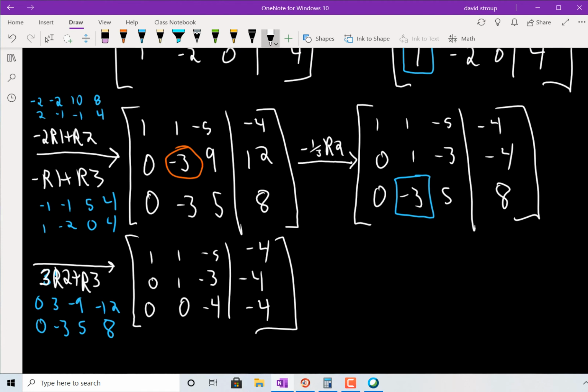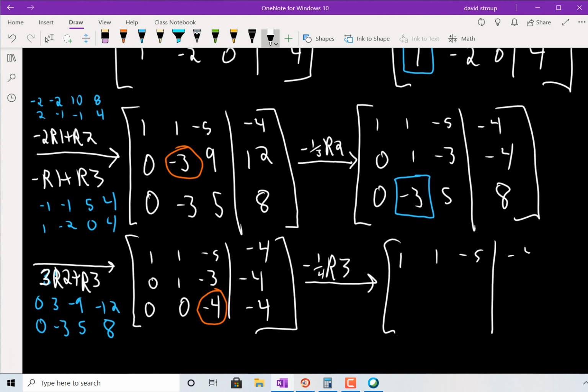Okay, last step then in Gaussian elimination is to get a 1 in the final pivot position right here. And that's easy enough. I just multiply by -1/4. -1/4 times row 3 will kind of do it for us. 1, 1, -5, -4. Then 0, 1, -3, -4, and then 0, 0, 1, 1.